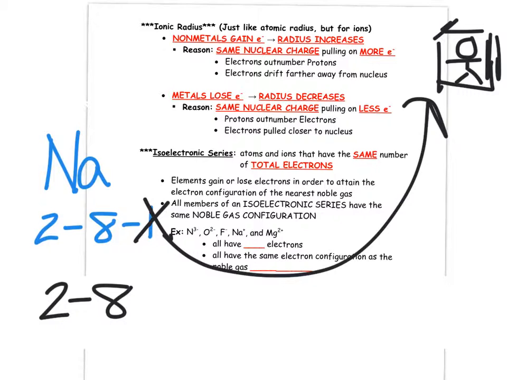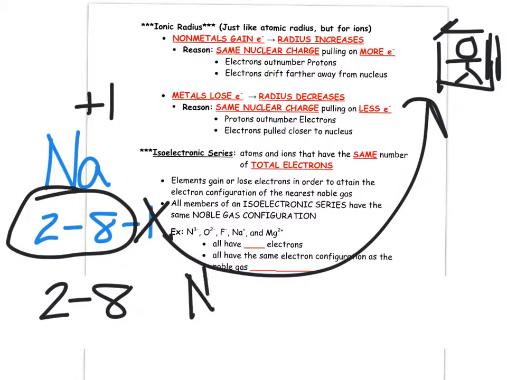Okay, so it loses that electron. That electron goes away and visits Grandma. Now, sodium has an electron configuration of 2-8. But sodium is not an atom anymore. Sodium became a positive charge. So sodium with a positive charge, +1 charge, has an electron configuration of 2-8. It's still sodium. You didn't change the number of protons. You only changed the number of electrons.